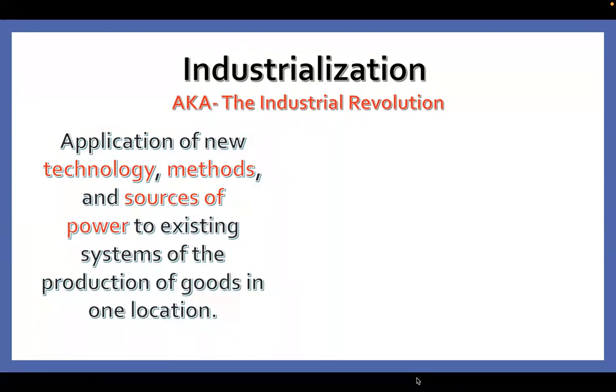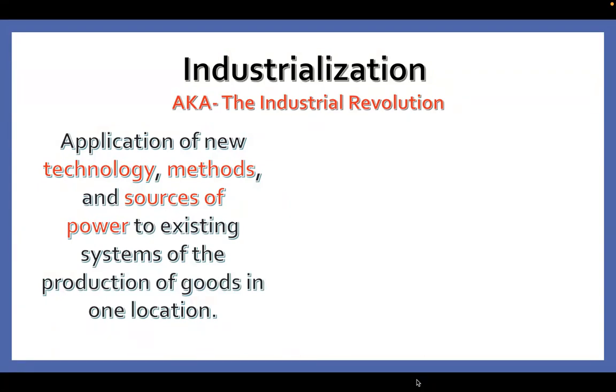What this means is that the technology allows for unskilled labor to be used and also allows for much larger amounts of a good to be produced. Methods, obviously, we see the factory system that we saw in the picture before, and sources of power revolve around the use of fossil fuels. First coal, later petroleum, which is also used to produce electricity.